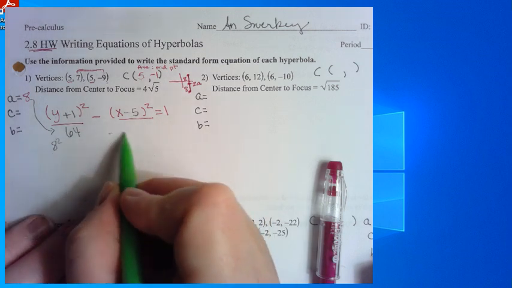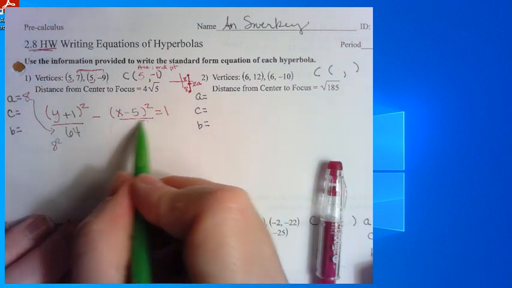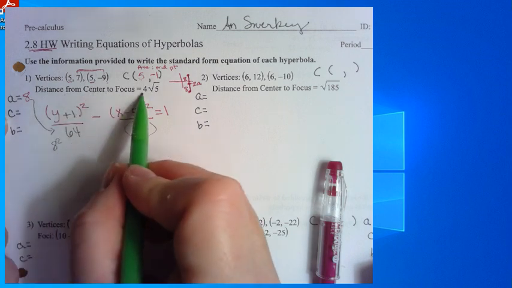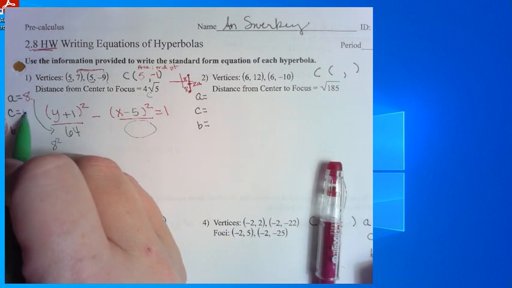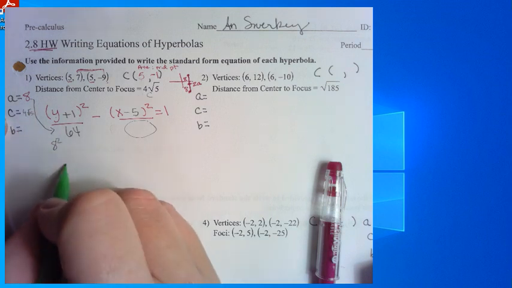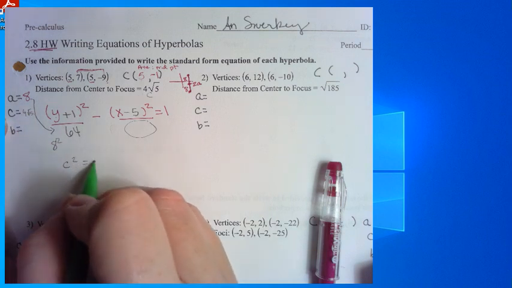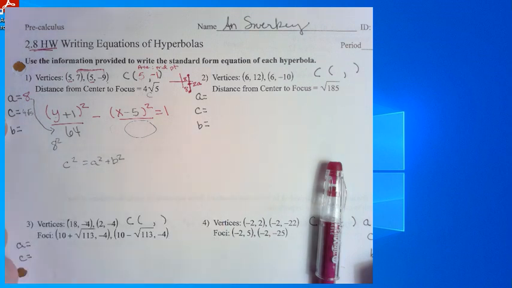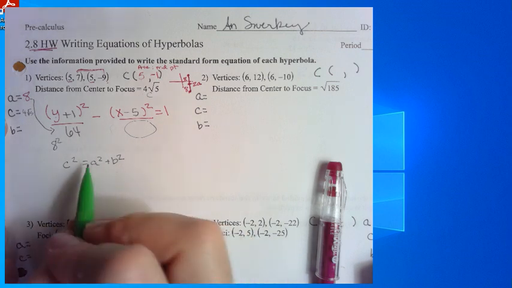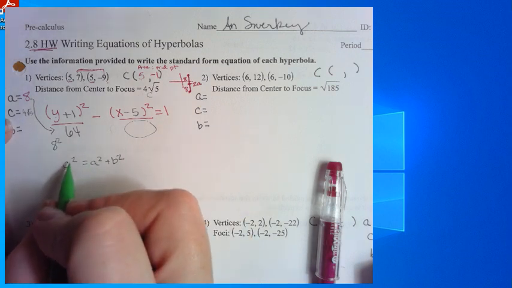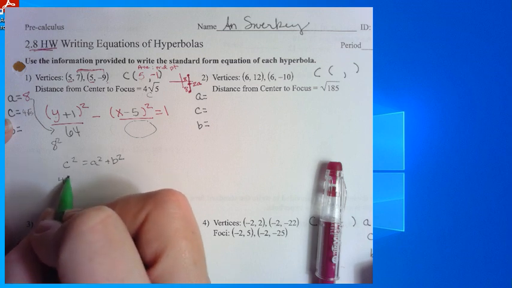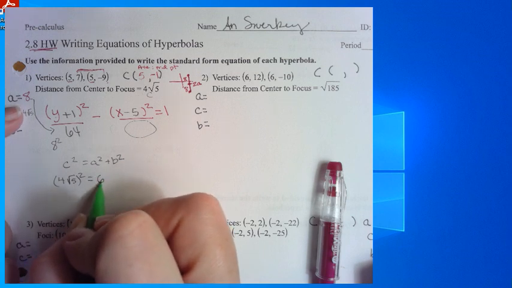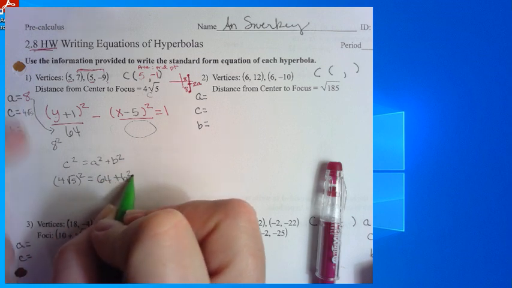The last thing I need is this piece right here, and this is the hardest piece to find. Well, I know C, the distance from the center to the focus, is the C distance. So that's 4 times the root of 5. And you have to remember C squared equals A squared plus B squared. I'm on hyperbolas, so the foci is plus. So C squared means 4 times the root of 5 squared equals 8 squared, 64, plus B squared.